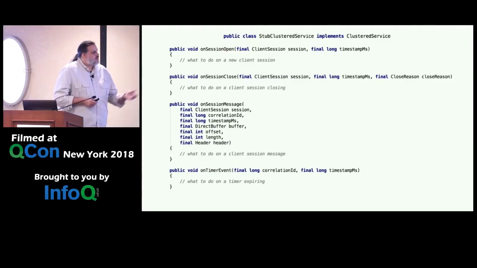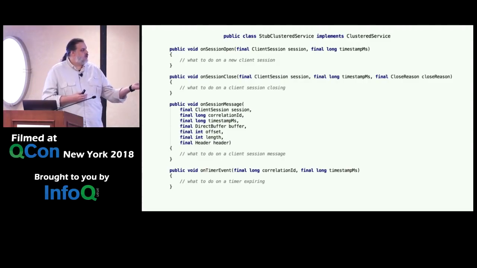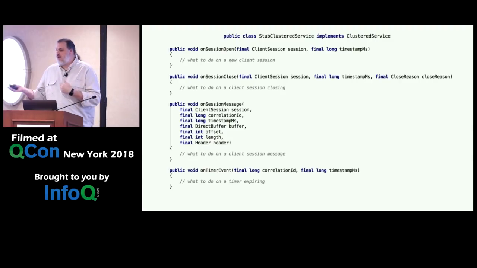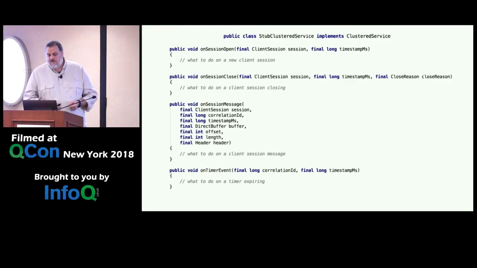And they're categorized. When someone connects to the cluster, you get a session open. When they go away, either from timeout or deliberately closing, you get a notification. And this is in the log, so everyone sees them in the same way. A message is nothing more than: here's a buffer, here's the message, here's the time it was received. You'll notice pretty much everything that is an event has a timestamp associated with it. And when a timer expires, you get a notification.